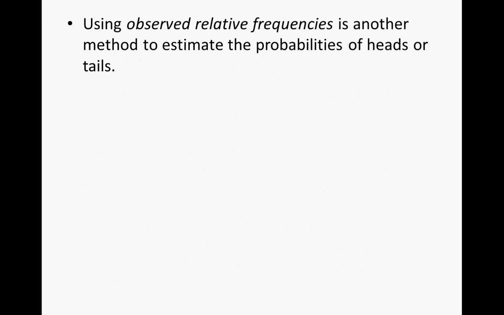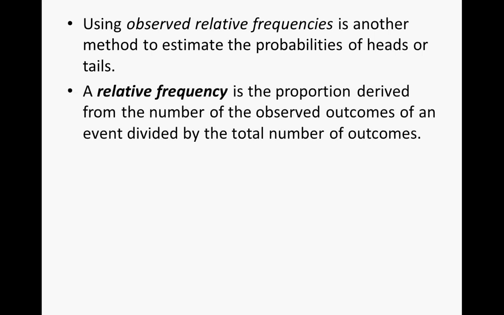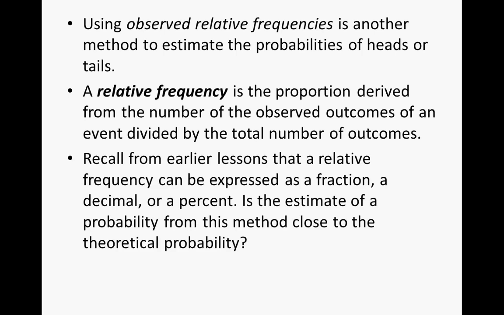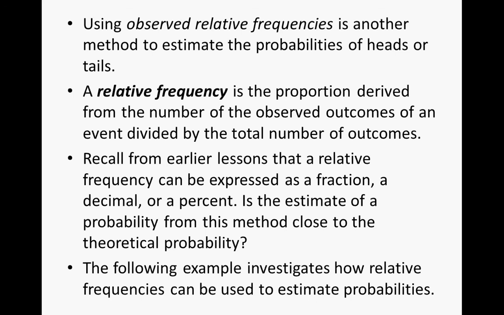Using observed relative frequencies is another method to estimate the probabilities of heads or tails. A relative frequency is the proportion derived from the number of observed outcomes of an event divided by the total number of outcomes. Recall from earlier lessons that a relative frequency can be expressed as a fraction, a decimal, or a percent. Is the estimate of a probability from this method close to a theoretical probability? Well, the following example investigates how relative frequencies can be used to estimate probabilities.